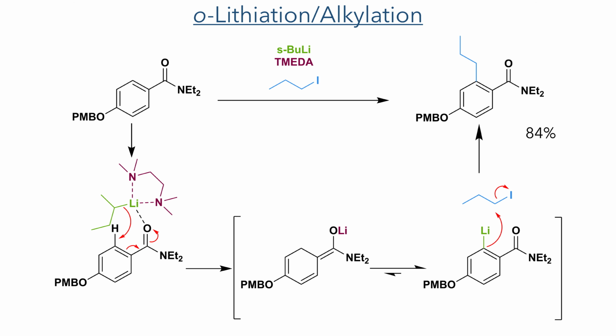TMEDA acts to coordinate to the lithium and increases the reactivity of sec-butyllithium. This is directed to the ortho position by binding to the carbonyl oxygen, allowing it to deprotonate the ortho proton and form the necessary organolithium compound. This acts as a nucleophile towards propyl iodide and generated the ortho-alkylated compound in an 84% yield.